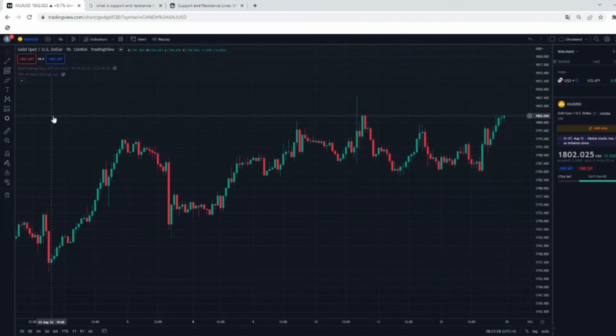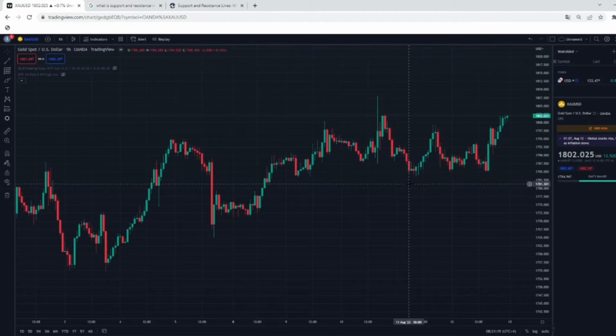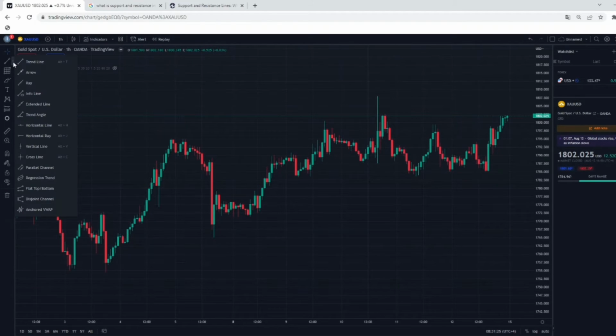How do you identify support and resistance levels? You would be surprised to know that most of the traders don't know the correct way of drawing support and resistance levels. The best way of identifying support and resistance levels is by looking for the most obvious turning points. That means we are looking for V-shaped market turning points.